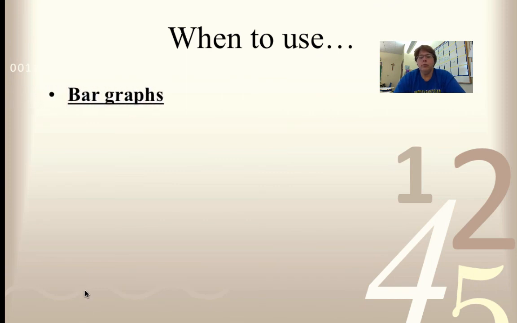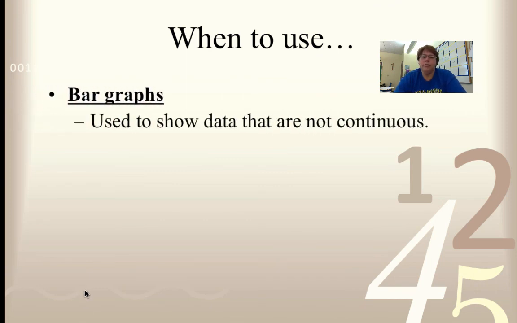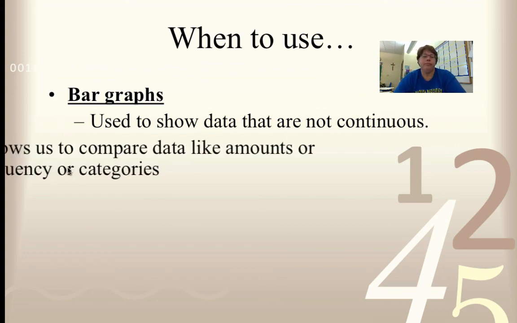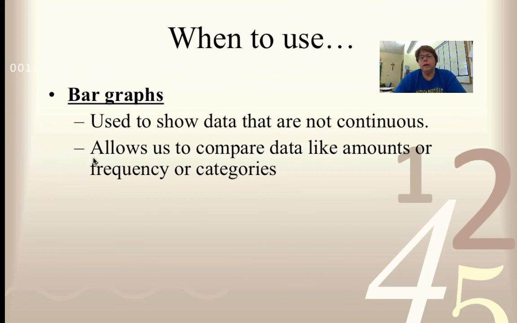All right, here's another review. When to use a bar graph. Bar graphs show data that are not continuous. What does that mean? Remember, data is just numbers or information. Okay, and continuous means that they don't go on and on and on, that you measure it one time and you're done. Okay? It allows us to compare data that are alike, or if they have a frequency, which means how many times something is done, or categories like singers or colors or shapes.